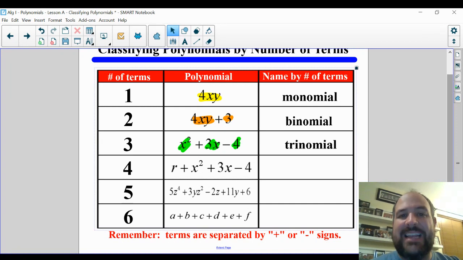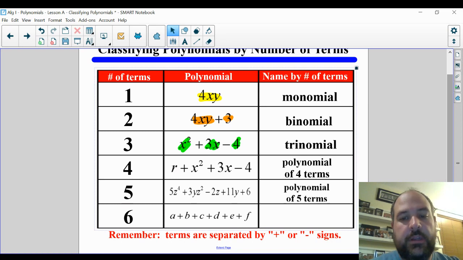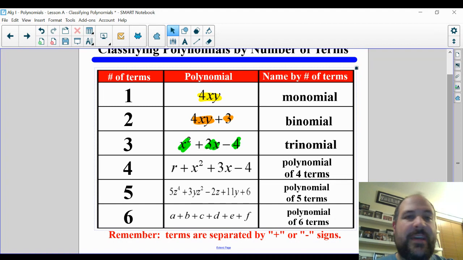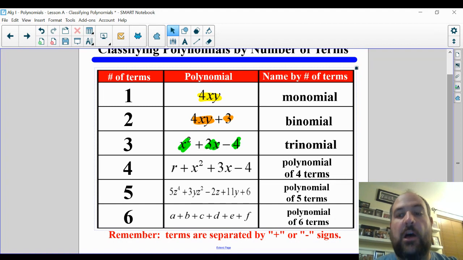And once we get to 4, instead of having specific names for them, we really just refer to them as polynomials of 4 terms, or in the case of 5 terms, it's a polynomial of 5 terms, and 6, polynomial of 6 terms. So monomial, binomial, trinomial, those are the three specific names we need to know, and then anything that's 4 terms or more is going to be a polynomial.